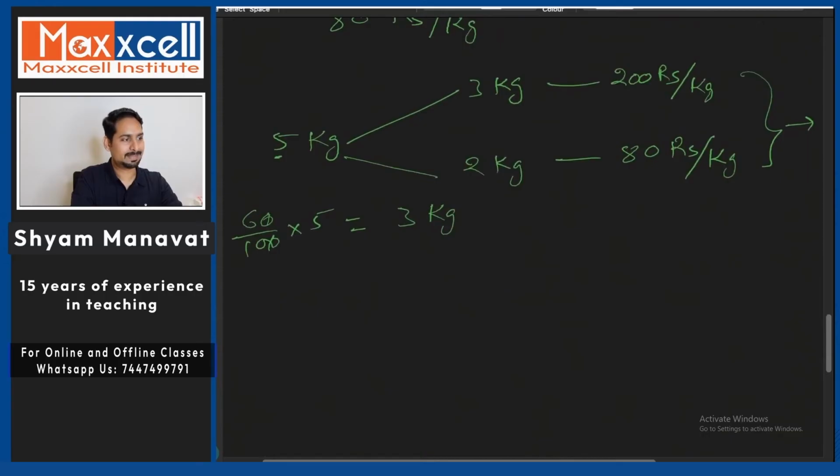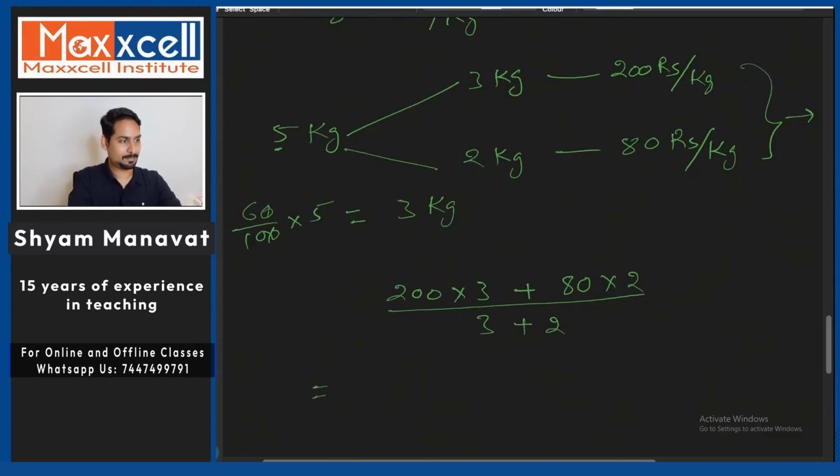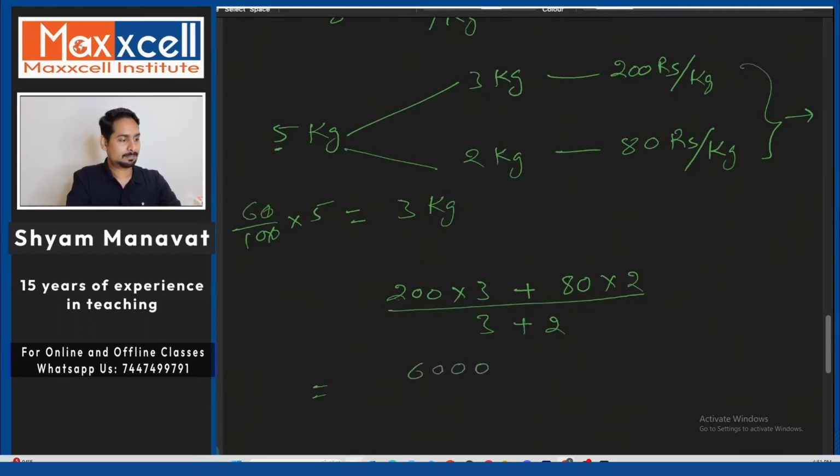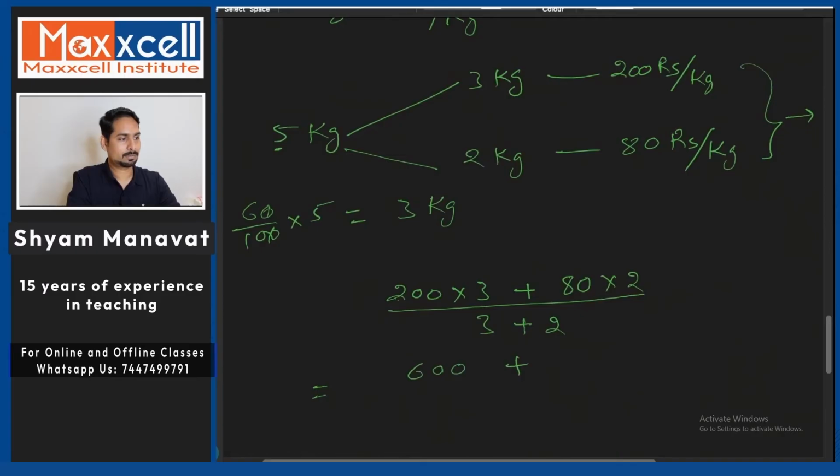So total spending is what? You are spending 200 rupees on cashews and you're buying 3 kgs, plus you're spending 80 rupees on peanuts and you're buying 2 kgs here. Divide by total, you got 3 plus 2, 5 kgs here. So what will be the answer? 2 3s are 600 here.